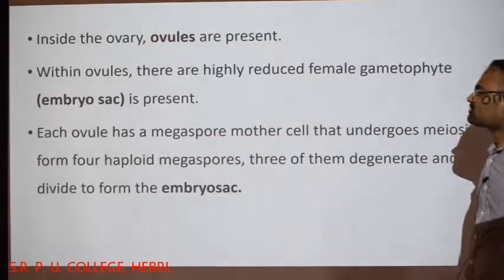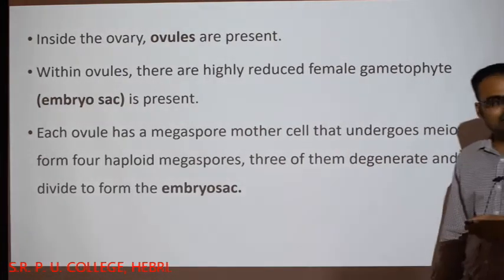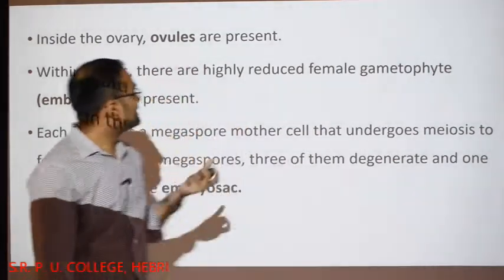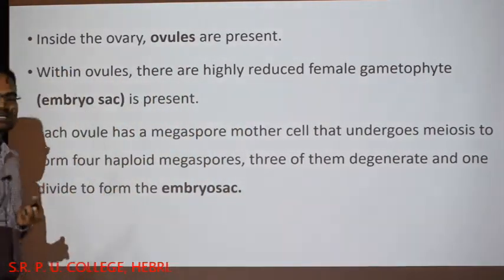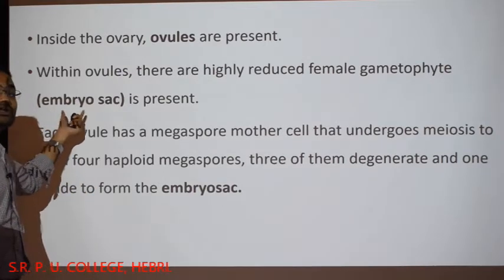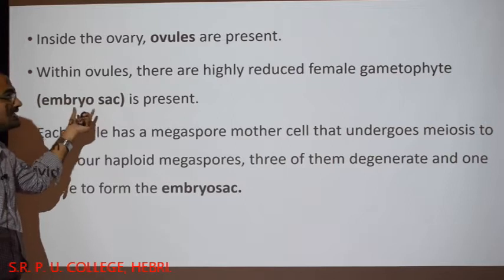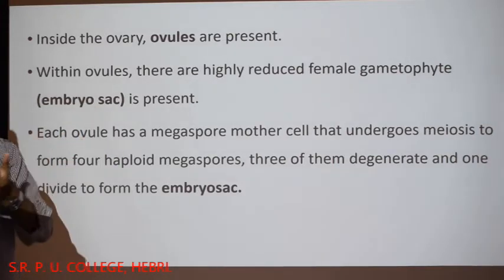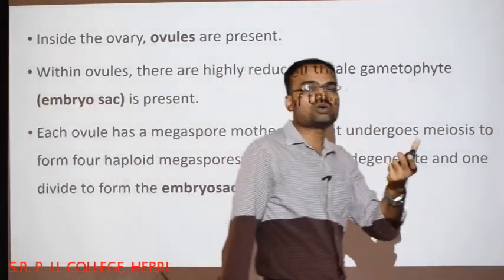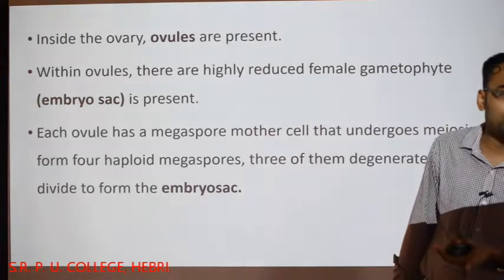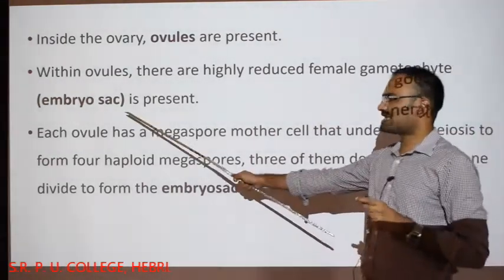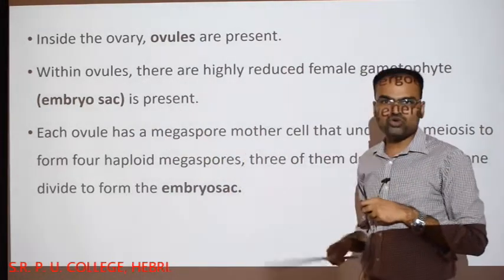Okay. Inside the ovary, ovules are present, as we already know. Okay. And within the ovules, a highly reduced female gametophyte, the embryo sac, is present. So you have to remember this word, embryo sac. Okay, the embryo sac is the female gametophyte in case of angiosperm, while in case of gymnosperm the entire ovule was called the female gametophyte of gymnosperm. Okay, in case of angiosperm the female gametophyte is called the embryo sac, which is present within the ovule.